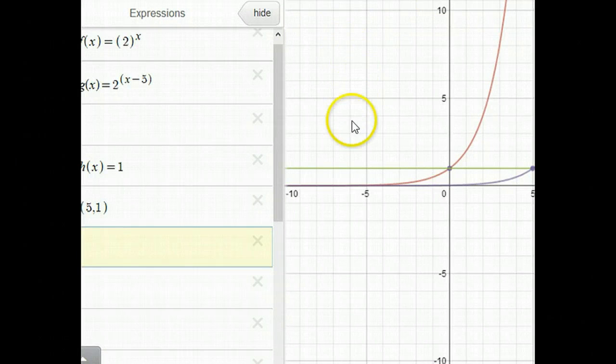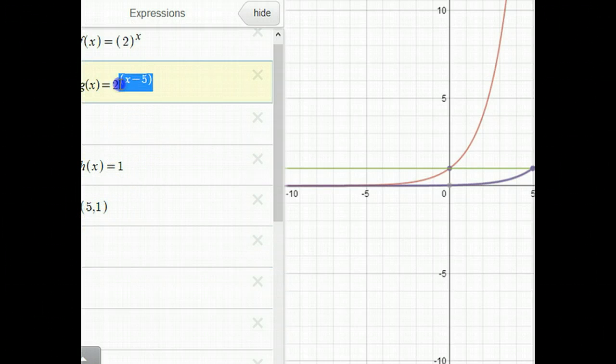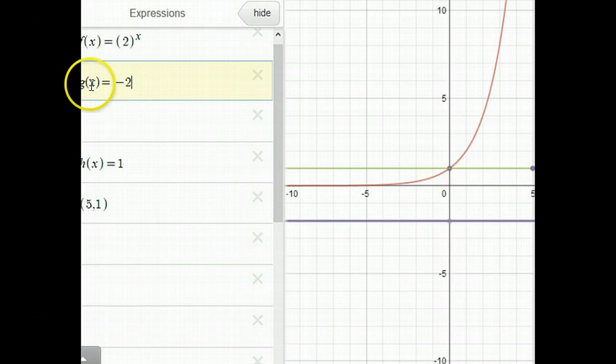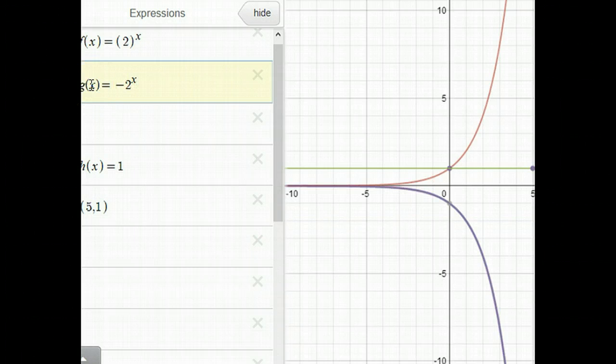So a way to identify exactly how many units in a transformation move to the left or to the right is by using the starting value. Okay, there are also some other transformations that we're going to go over really quickly just so you can see, which is what if I want to reflect it over the x-axis. So instead of 2 to the x, I'm going to do negative 2 to the x. And look, it reflected across the x-axis.